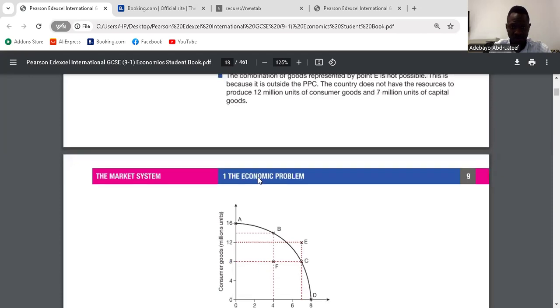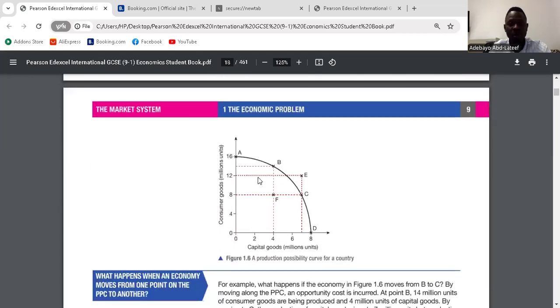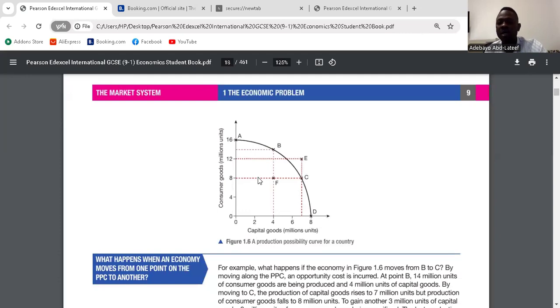At point A, it means 60 million of consumer goods, zero of capital goods. Clear? Yes. Point B, 14 million of consumer goods, I think. Yes. 4 million of capital goods. That's the combined resources there. At point C, 8 million of consumer goods. Are you there? Yes. And 7 million of capital goods. Are you there? Yes. Okay.